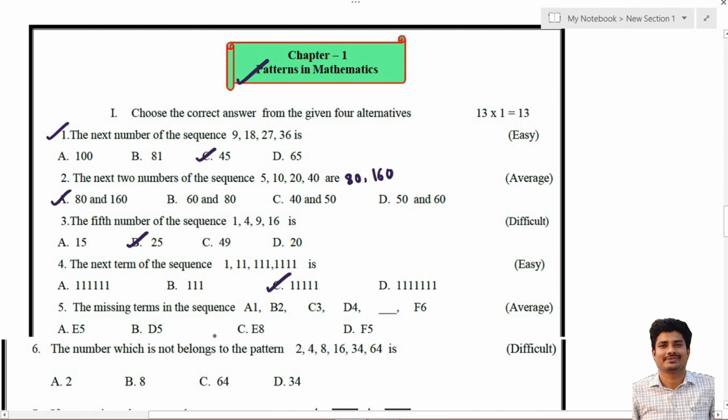The missing number in the sequence. He wrote the letters with numbers: A, B, C, D. E is missing here, and along with the letters he wrote the numbers also: 1, 2, 3, 4, 5. E5 is the correct answer for this question.